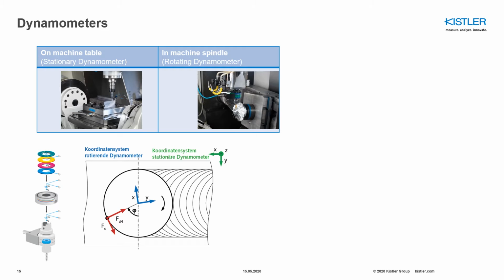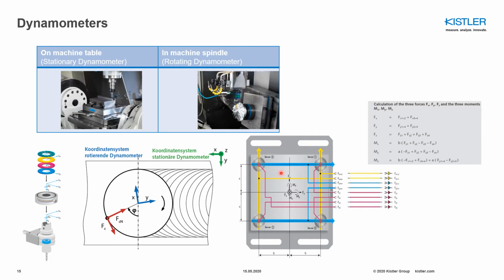If we have a look at the design of the rotating dynamometers, it includes a ring sensor which is rotating in this case, and it consists of 4 crystal layers, 3 layers for each direction x, y, z, and 1 for the moment measurement. This is compared to the stationary dynamometer, which often consists of force sensors, which enable you to measure forces and also calculate the moments with the dimensions of your stationary dynamometer.